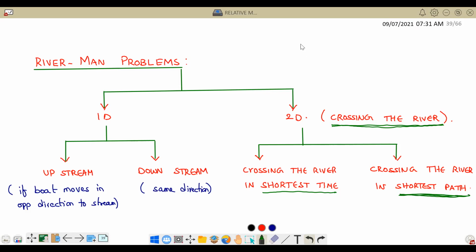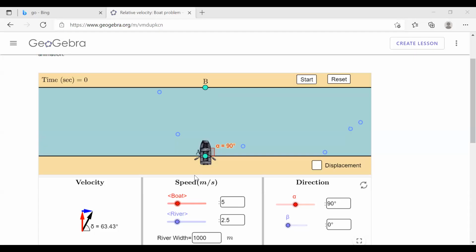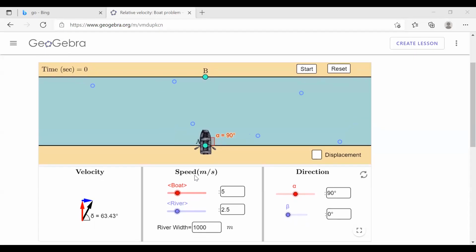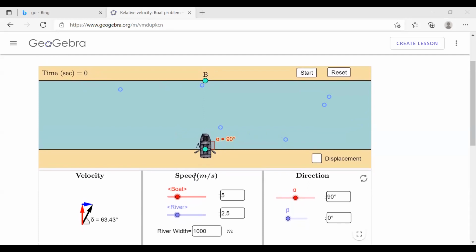I'll show you that animation once again. Are you able to see the screen? Now this is a two-dimensional problem. Why is it two-dimensional? Because the river is flowing in the X direction and the man is moving in the Y direction. Therefore it is a two-dimensional motion.